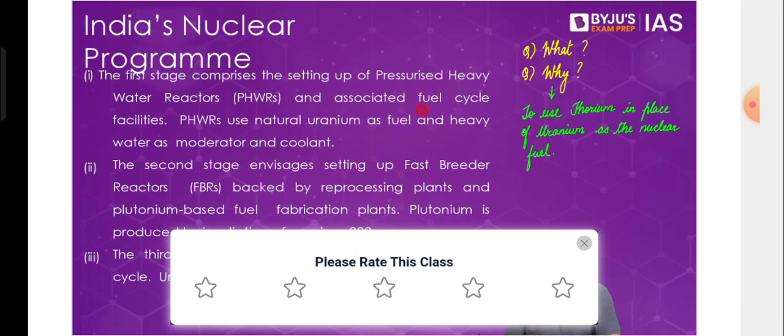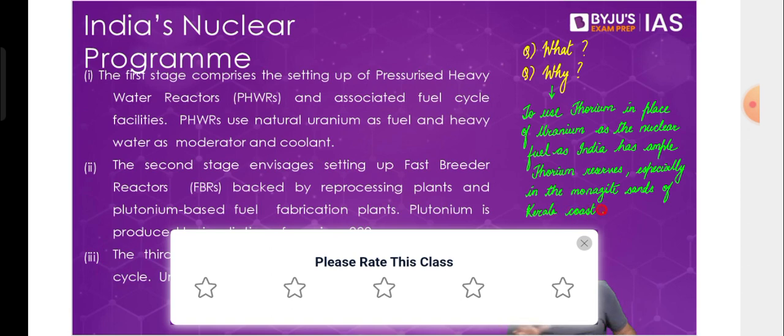So this is why we could use thorium in place of uranium as the nuclear fuel, as India has ample thorium reserves, especially in the monazite sand of the Kerala coast. Right? So that's why.